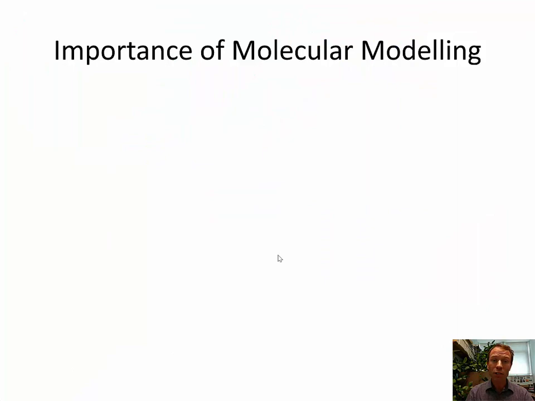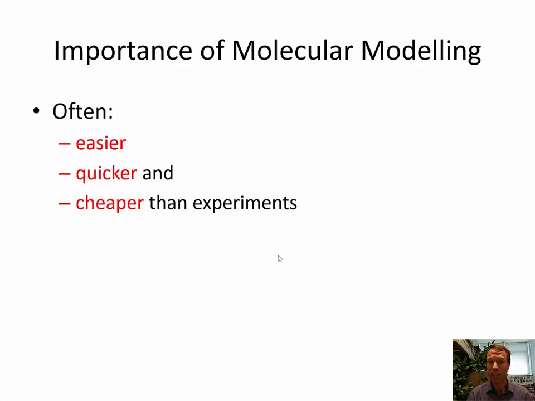So why do we do molecular modelling in the first place? Often it's actually easier, quicker and cheaper than doing experiments. Imagine if you've got a protein and you want to look at a mutant of that protein. It's a lot quicker just to do the mutation in the computer rather than to go back to your cells and have to try and produce a new protein.